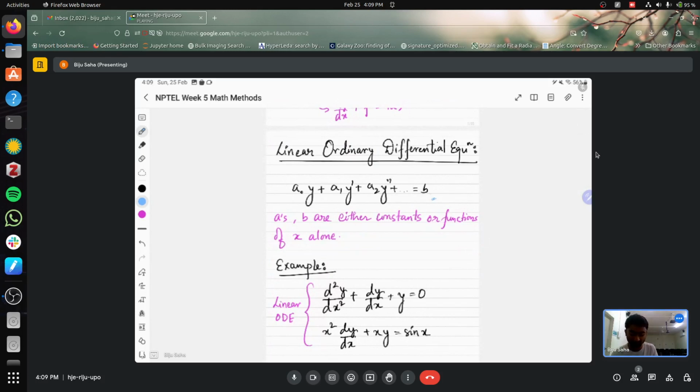The characterization of a linear differential equation is that the coefficients of y or its derivatives, that is y dash, y double dash or higher orders, are either constants or functions of x alone. Similarly, the b, the term which appears on the right hand side without any y or y dash, is also either a constant or a function of x alone. So that is the characterization of a linear ordinary differential equation.